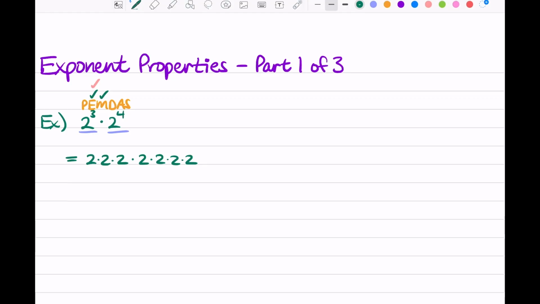And if you notice, we're multiplying 2 3 times, and then we're multiplying 2 4 times. So overall, we're multiplying 2 7 times. And we can think about this as 2 to the 3 plus 4 power. 3 plus 4 is 7. So this is our first property.